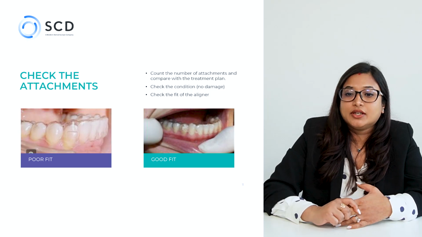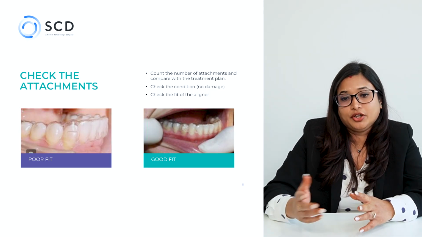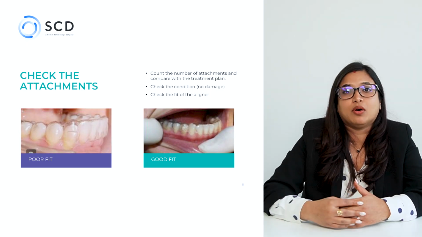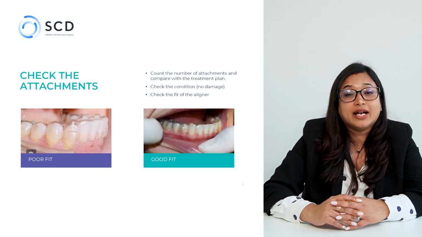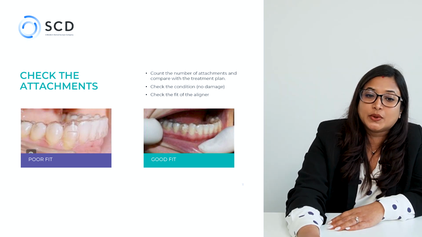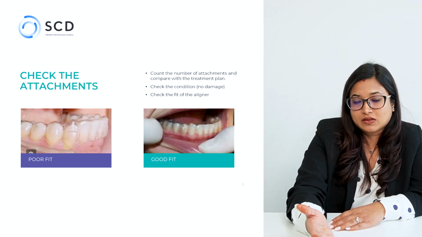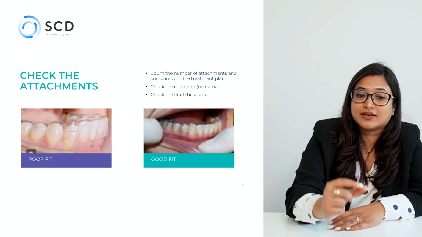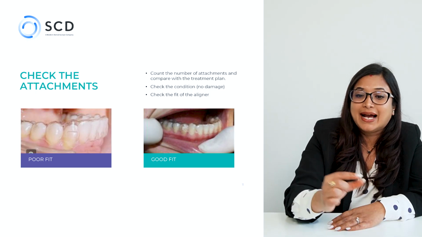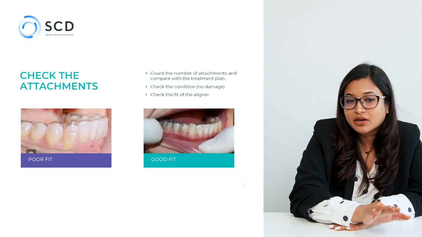Another thing is to check the condition. Of course, make sure that the attachments are not weathered or worn down, or broken or something. And of course, check the fit of the aligner. You can see in these pictures, in the first one, that there is a gap between the incisal edge of the teeth as well as the aligners. And very importantly, there is a gap between the attachment and the socket for the attachment in the aligner. So from here, we can easily make out that it's not fitting very well.